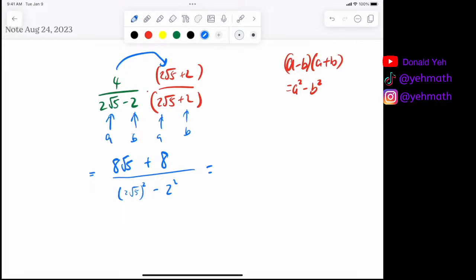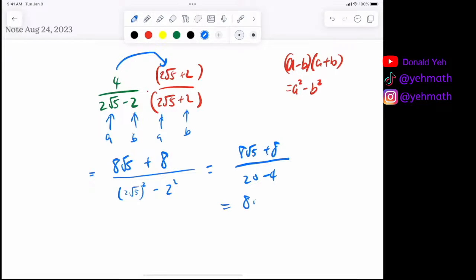Charlotte, do you understand? This is Charlotte, right? Okay. And then on the bottom, what is 2 squared? And what is square root of 5 squared? So they can multiply together. 4 times 5 is what? 20 minus 4. And that's 16. 8 root 5 plus 8.